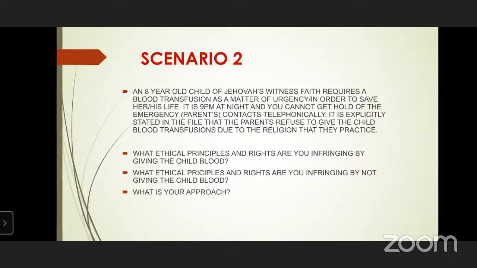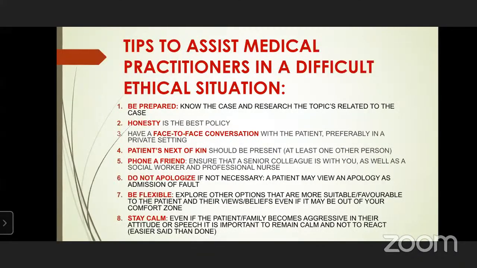So then also, lastly, we gave a few tips to assist medical practitioners in a difficult ethical situation. Firstly, be prepared. In the case of a Jehovah's Witness, know what other options there are besides blood transfusion that you could give, and know the case, research the topic, know your patient well. Secondly, honesty is the best policy. Explain to the parents very openly why you need to transfuse this child and what the risks will be if the child does not receive blood, for instance, in this scenario.